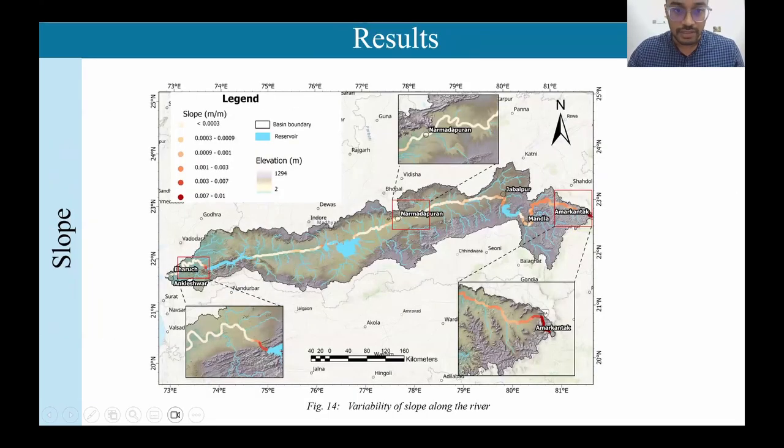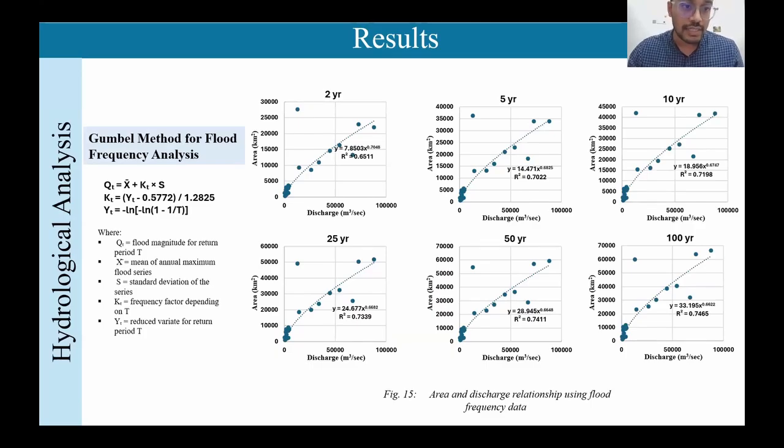And if I go to my results, I also calculated the slope of the river from upstream to downstream, which is around 1300 kilometers, showing the variability along the river. Using this, I also did the hydrological analysis using the Gumbel method for flood frequency analysis. Using this, I made the relationship between the discharge, and this data is from the gauging stations along this Narmada basin, which I showed you earlier. I made the relationship between area and discharge, so that I got the discharge for each and every point along the river.